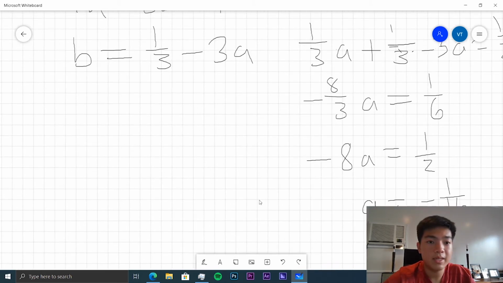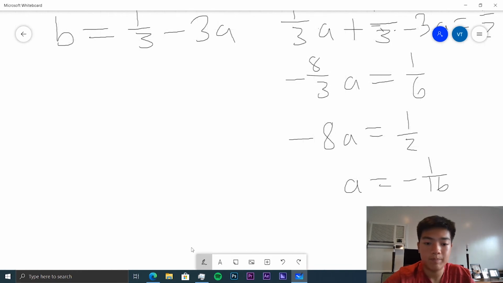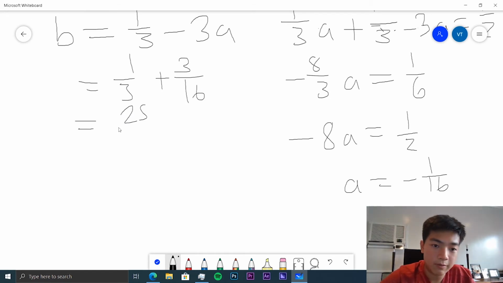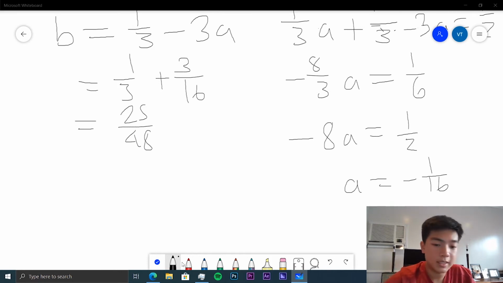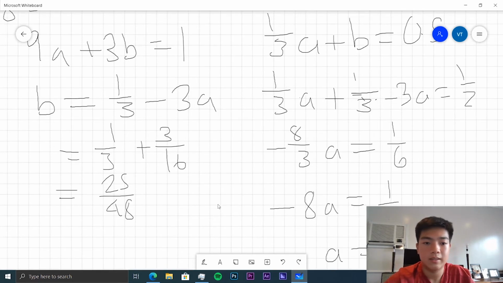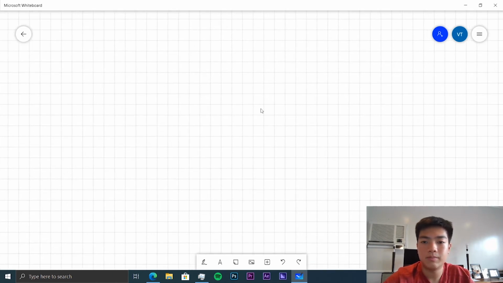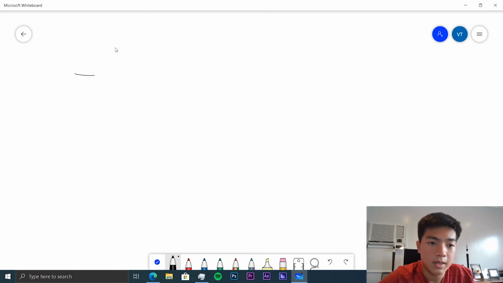And so we know b is equal to 1/3 minus 3a. So that's equal to 1/3 minus 3 plus 3/16, which is equal to 25/48. Okay, finally find expectation of x and variance of x. So we know the function is equal to negative 1/16 x squared plus 25/48.